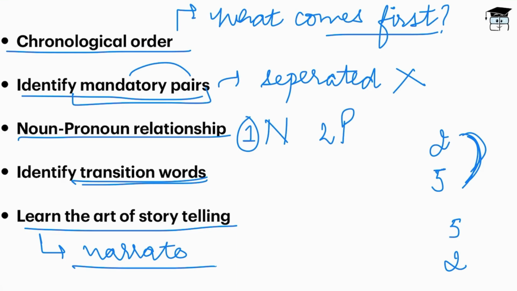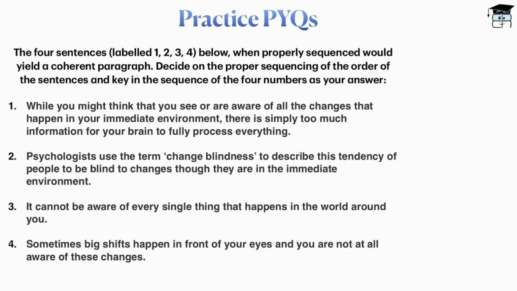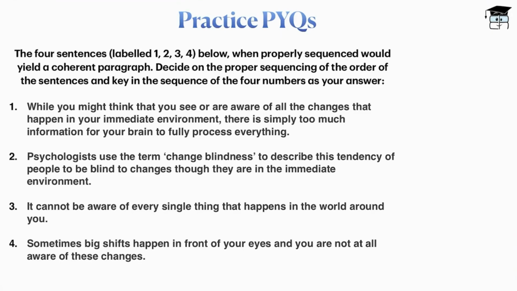Okay. Now that we know about all the tips and tricks, we will solve a real CAT question, a previous year question of the CAT exam with these tricks. Alright, now that we know about all the tips and tricks to solve parajumbles, let us solve a real previous year question of the CAT exam here below. Now, we're provided with 4 sentences in this paragraph, not 5, labeled as 1, 2, 3, 4, and we have to properly sequence all of these sentences to produce a coherent paragraph. Okay, let's start with the first sentence.